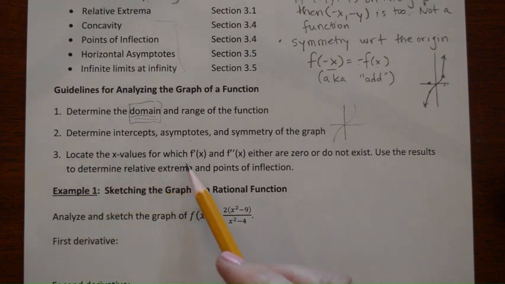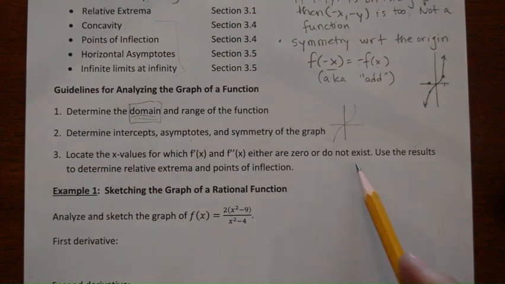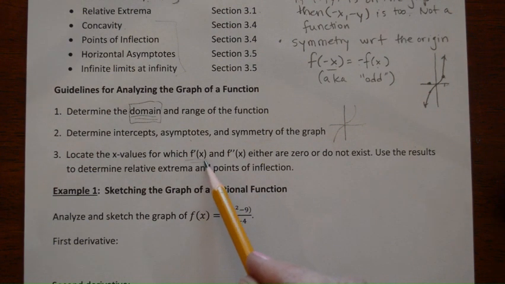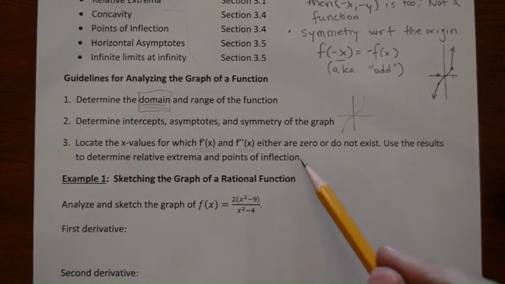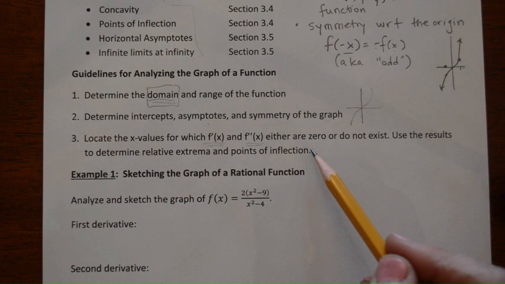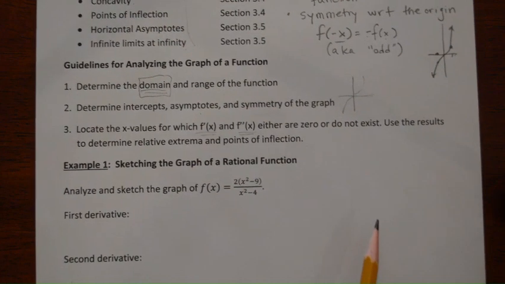Locate the x values for which f prime of x and f double prime of x either are 0 or do not exist. Again, these are going to be our critical numbers and our possible points of inflection. Use the results to determine relative extrema and points of inflection. Okay, so let's do one here.